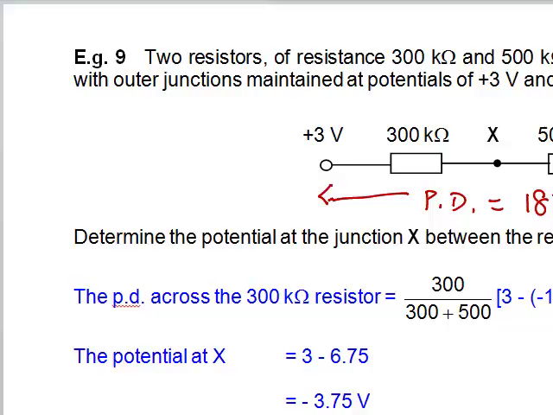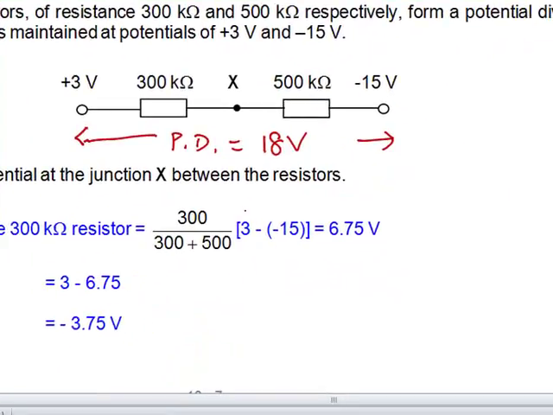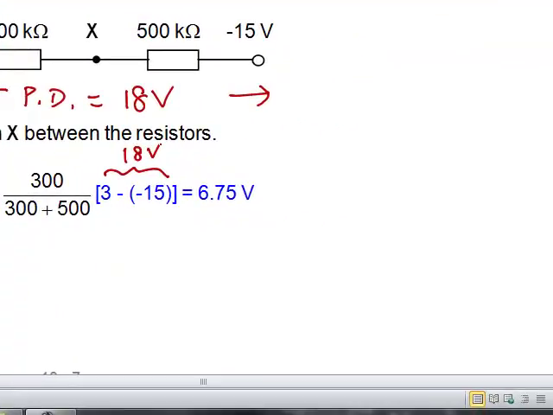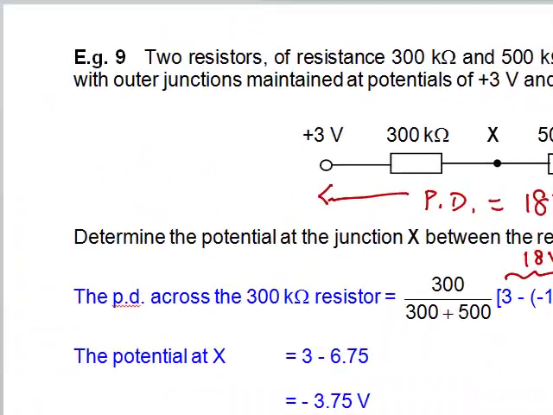So the PD across the 300 kilo ohm resistor is simply 300 over the total resistance. We have not included the kilo ohm because it appears in both the numerator and the denominator. And this is your 18 volt here, which I mentioned earlier. And you get 6.75. But 6.75 volt is the potential difference. It's not the potential. The potential at X is 3 minus 6.75.